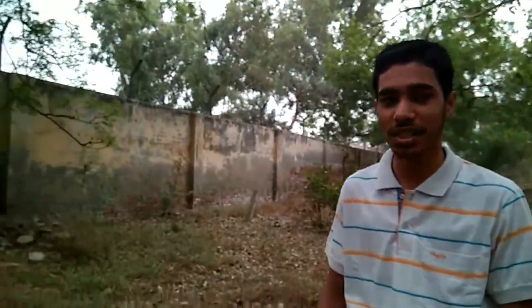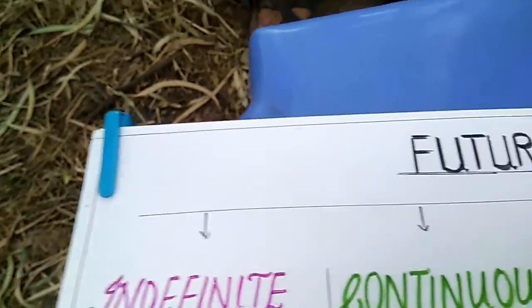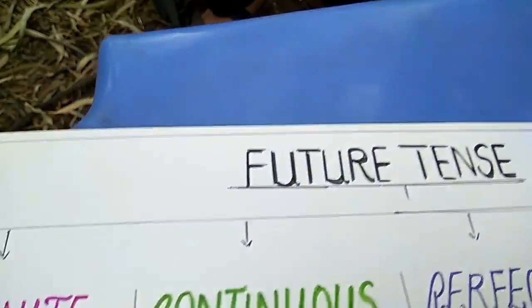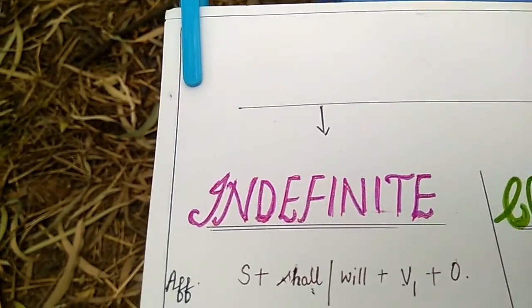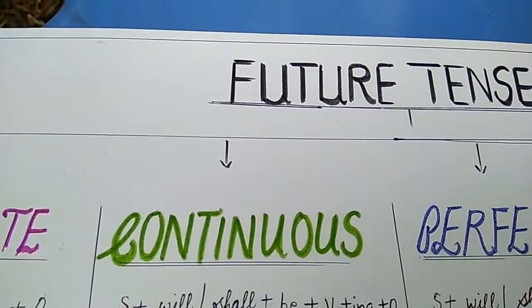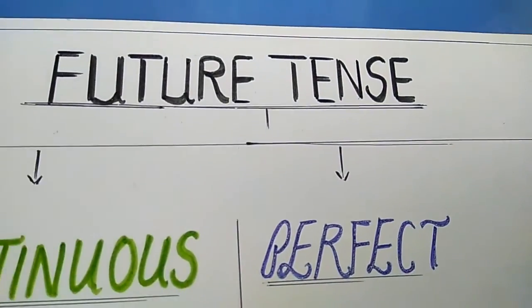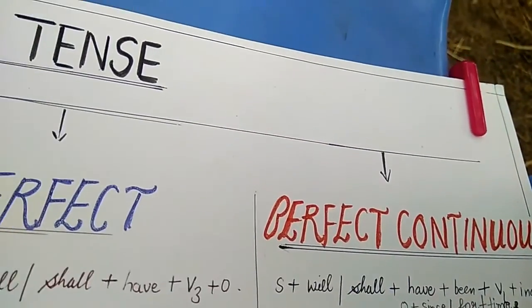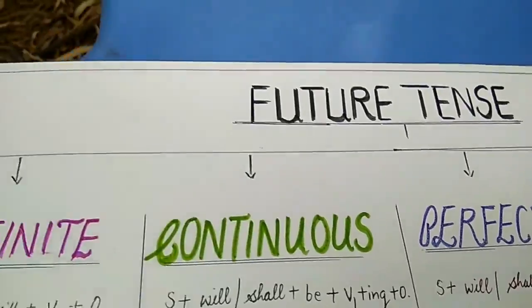Hi friends, here I welcome you to the jungle safari of future continuous tense. As per discussion, future tense can be divided into four parts: future indefinite, future continuous, future perfect, and future perfect continuous tense. Let us see what Puneet has to tell us about future continuous tense. Here I will tell you about the future continuous tense.